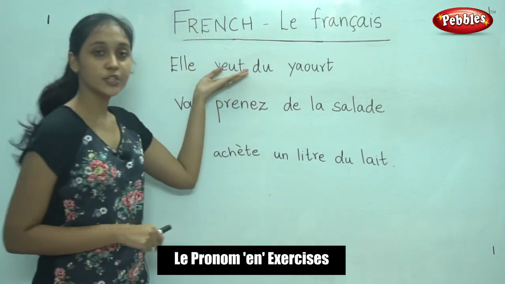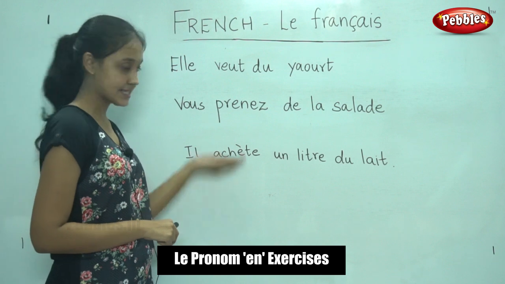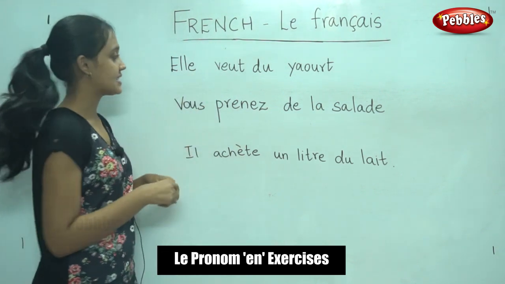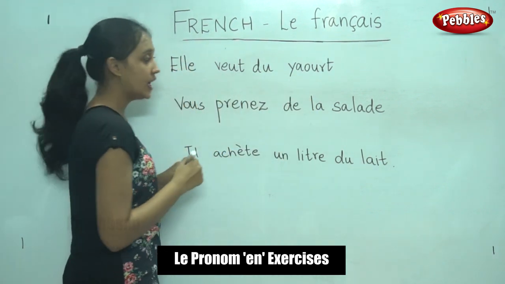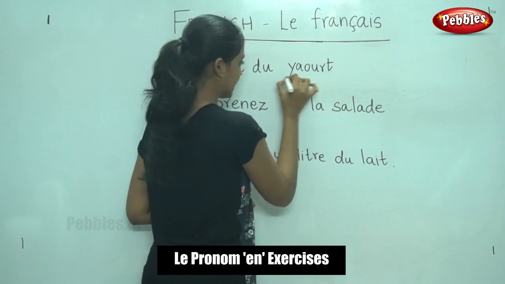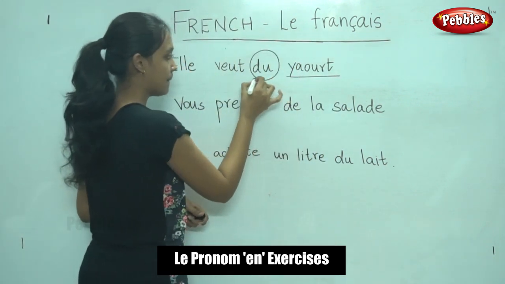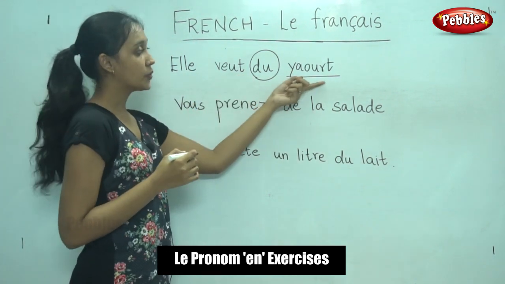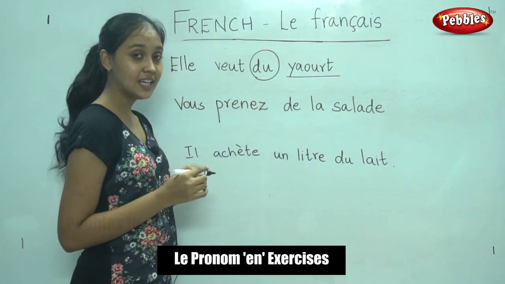Now we are going to use the pronoun en in these sentences. I have given you 3 sentences. The first sentence is Elle veut du thé. Now we are going to replace this noun. It is introduced by a partitive article. So we would replace this with en, and where do we place en?